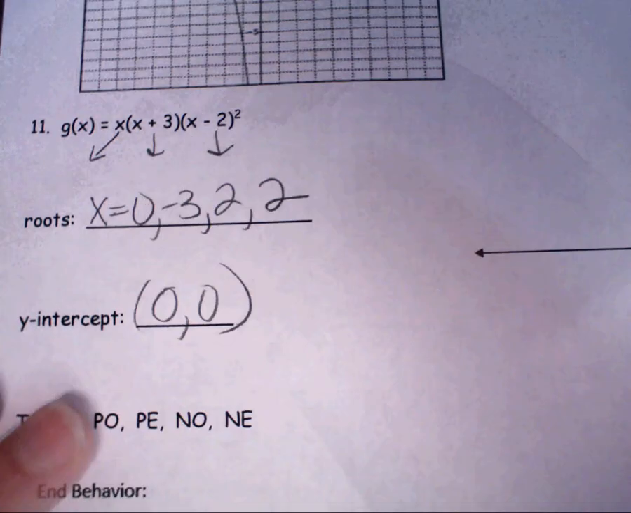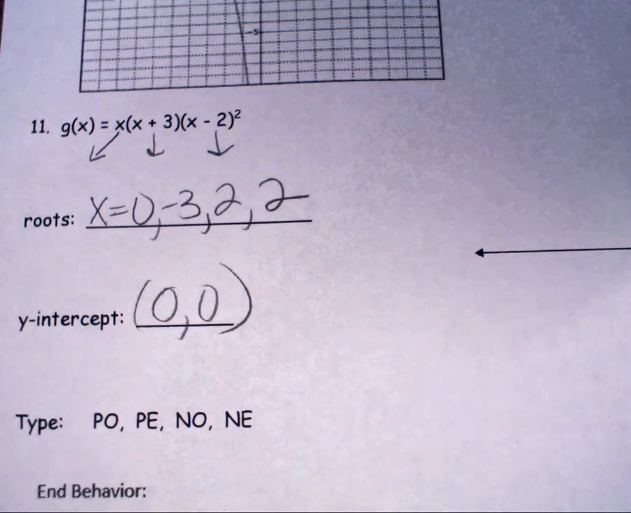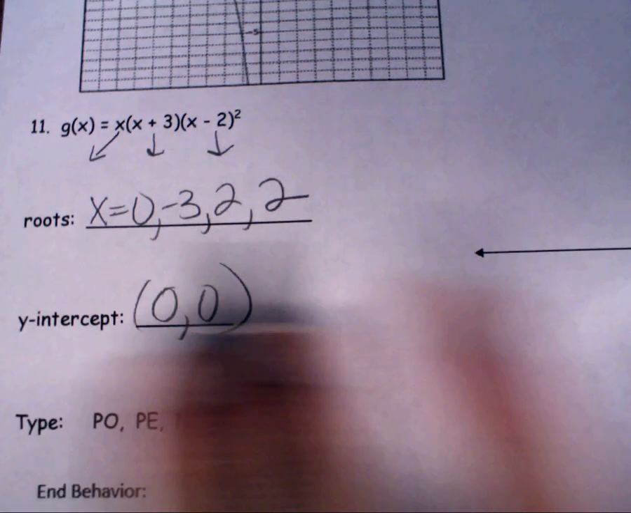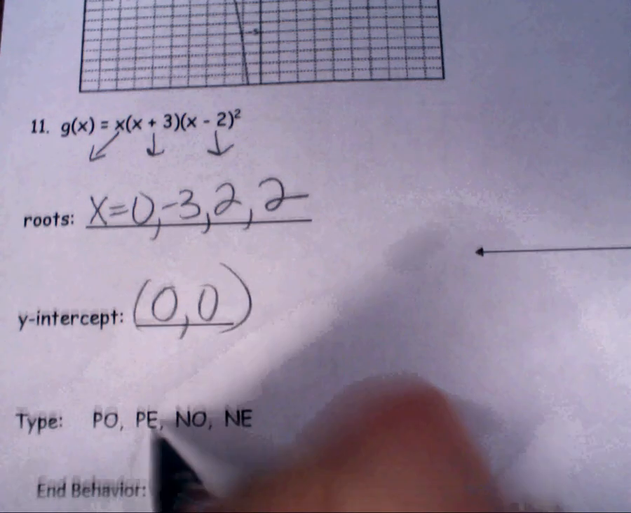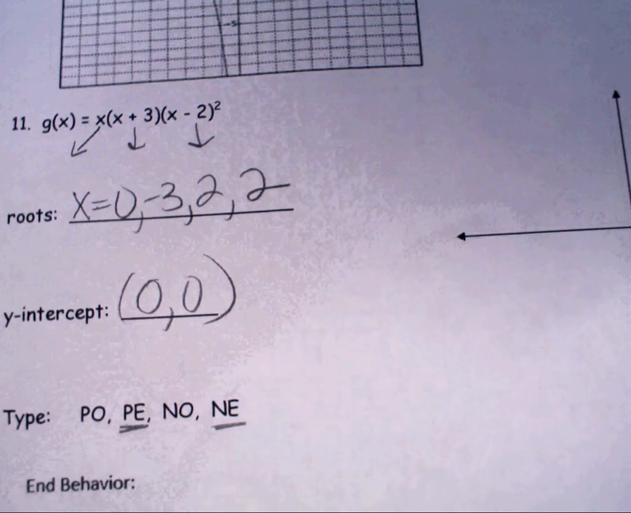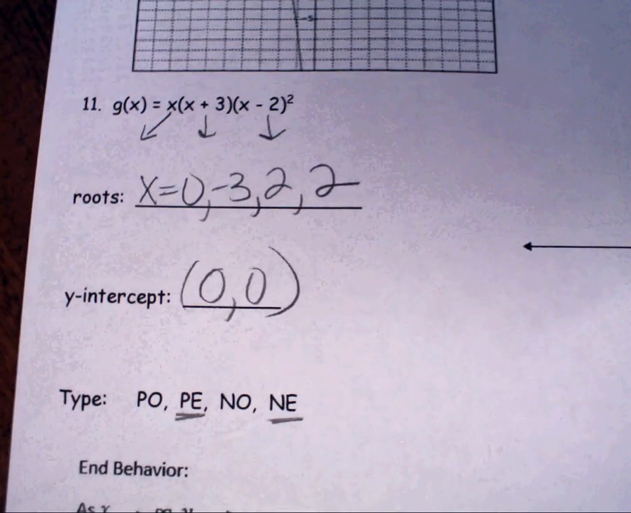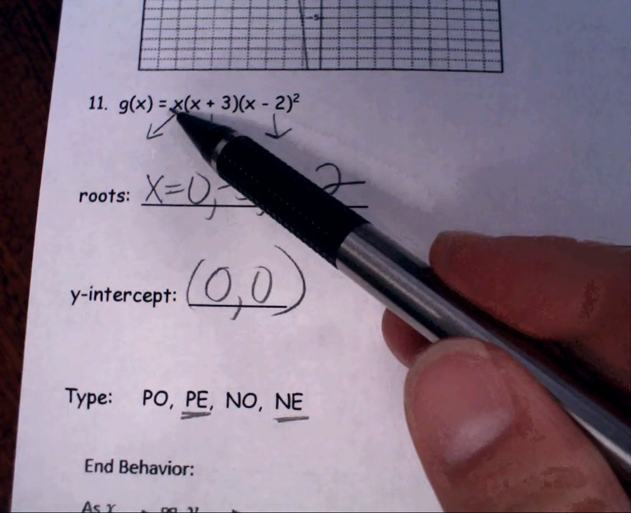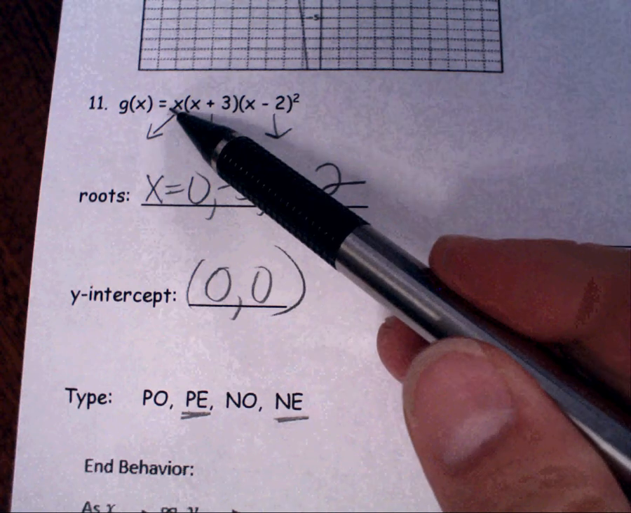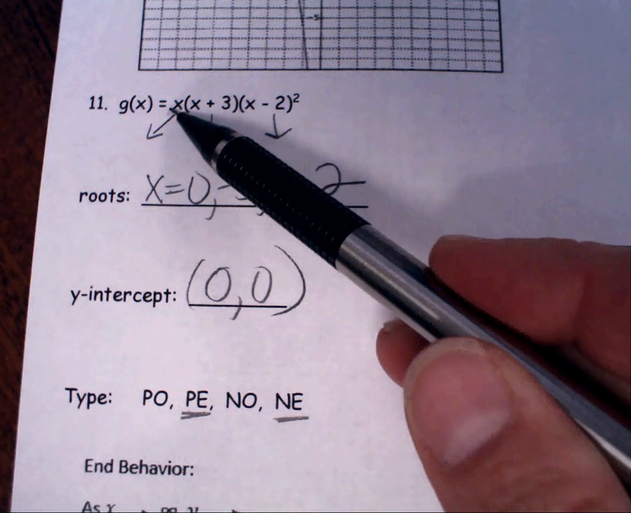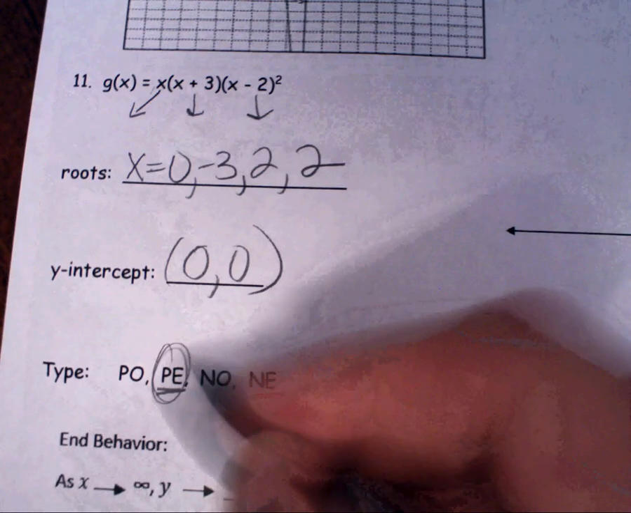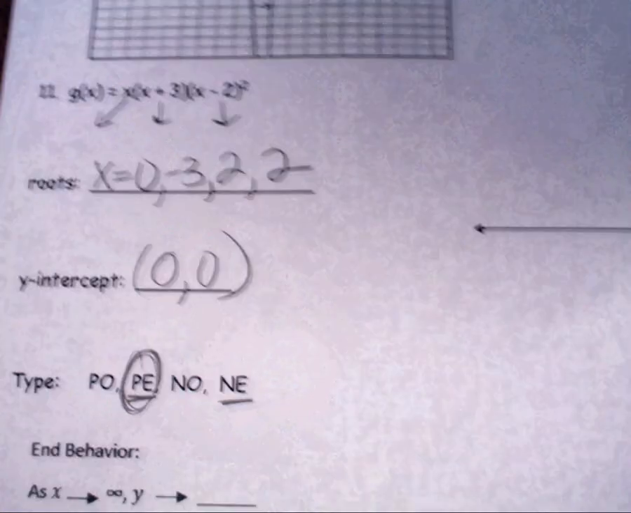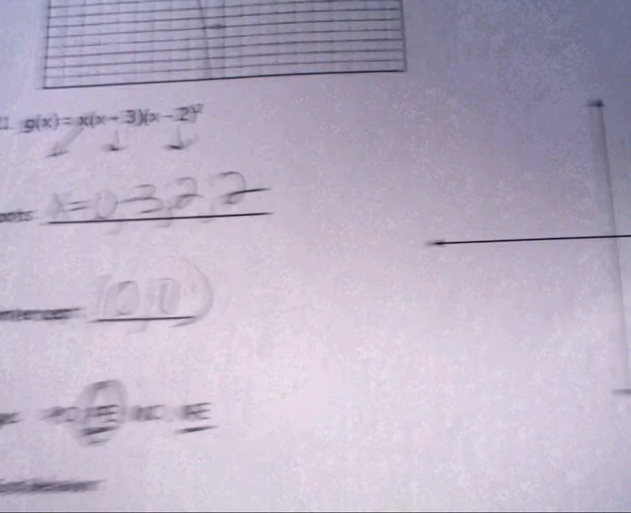I will give your y-intercepts to you. So, judging by the fact that there is 4 roots, I already know that it's either going to be PE or NE. And then from there, I look at what's leading off. Well, there is no negative out in front. So because there's no negative out in front, then I know that it's going to be the positive even.